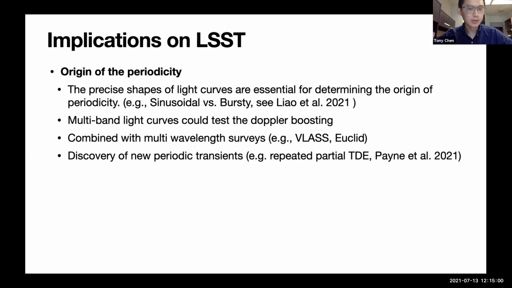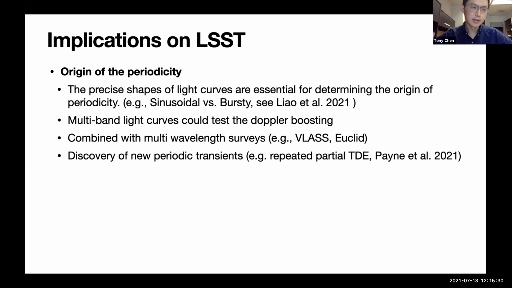Of course, we can also combine with other multi-wavelength surveys, such as the VLASS in radio, or Euclid. For example, we can cross-match with VLASS to determine their radio loudness, to know whether they are radio quiet or radio loud, and use it to reject or confirm other physical interpretations.